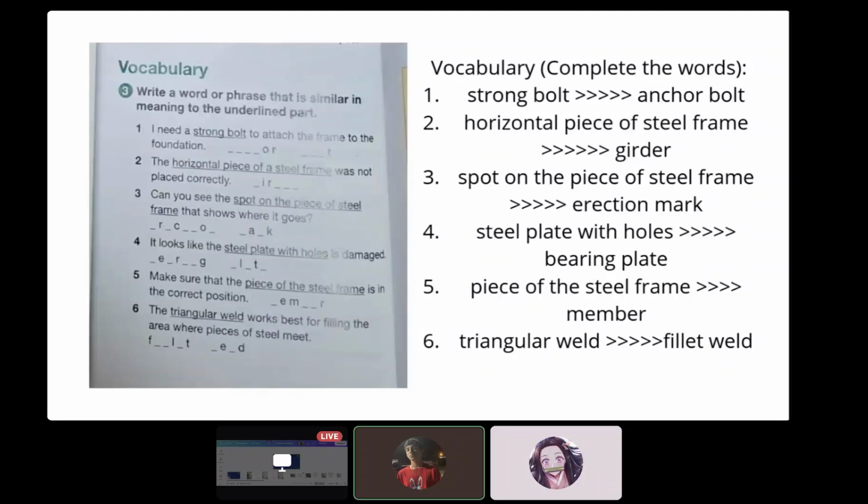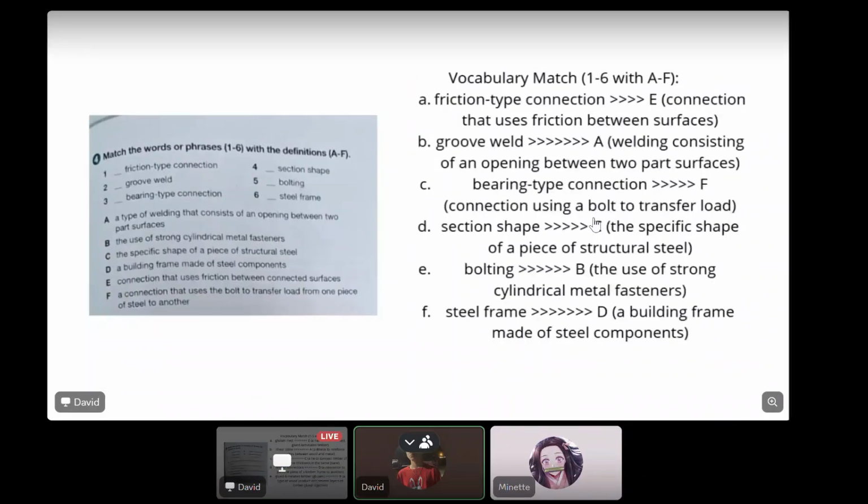Girder. A spot on question mark. Steel plates with holes. The answer is bearing plates. Base of the steel frames. The answer is member. Triangular weld pilot. The answer is pilot weld.